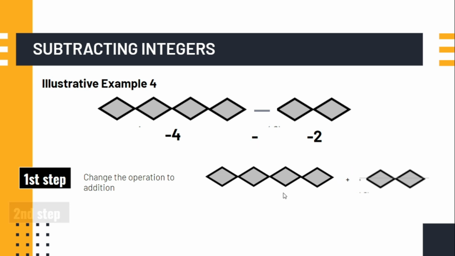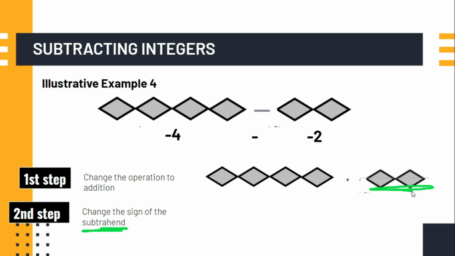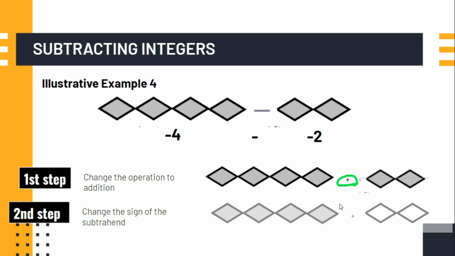Next step, the second step, is to change the sign of the subtrahend. Since we changed the operation to addition, we can't just add right away. No, that's not allowed. So which one is the subtrahend? The second one. Okay? So since we changed the operation, that's the first step. The next step is to change the subtrahend, or the second number being subtracted. So this is what we call the subtrahend. If it was negative 2 at first, it becomes positive 2.